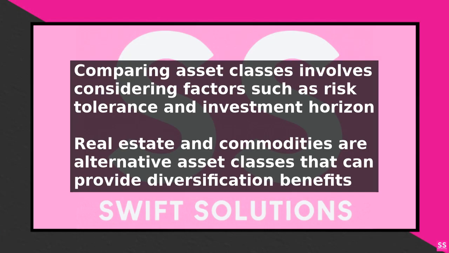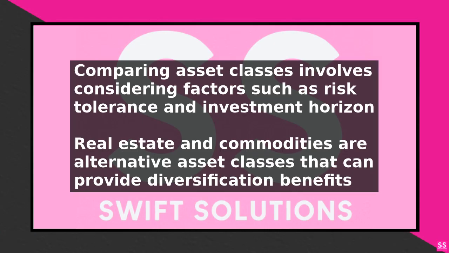Betterment, for example, offers low-cost index funds with no minimum balance requirements and no trading fees. Alternative asset classes, on the other hand, may have higher fees and minimum investment requirements. To illustrate the comparison, consider a hypothetical investor who wants to allocate their portfolio across different asset classes.